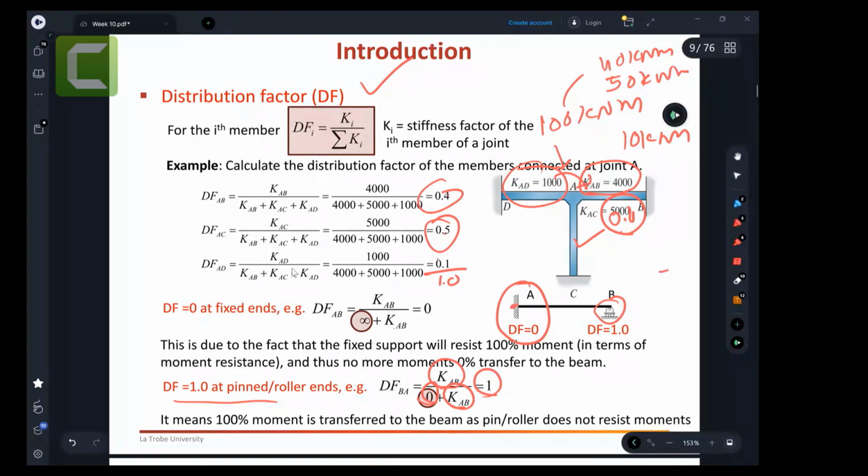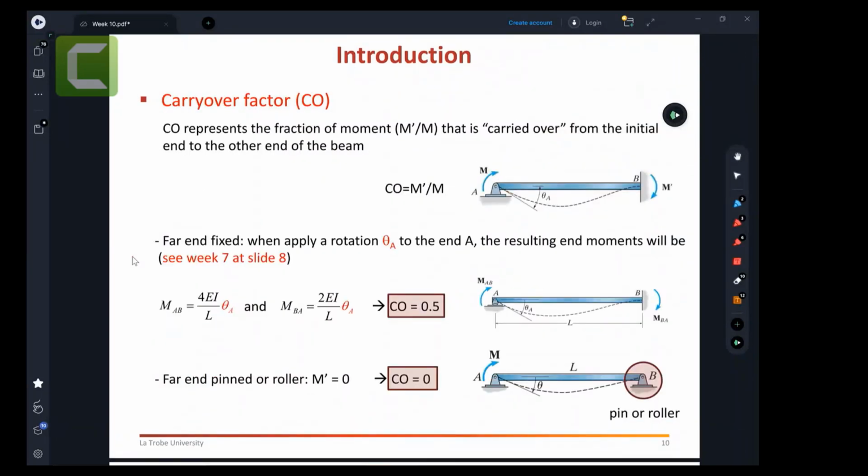The third terminology that I like to introduce is the carryover factor. What is a carryover factor? Carryover factors represent the fraction of moment that is carried over from the initial end to the other end of the beam. For example, someone applies a moment here, trying to rotate point A in this direction by, let's say, 10 kilonewton meters.